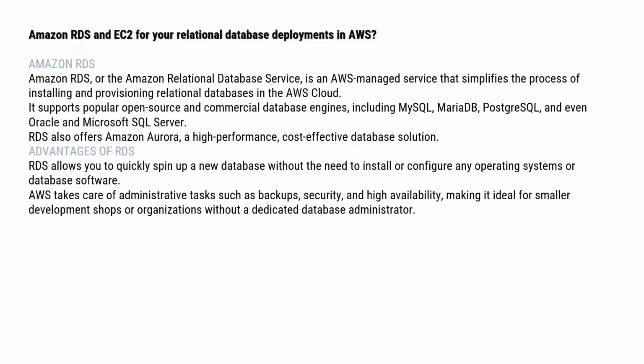So if you're trying to decide between Amazon RDS and EC2 for your relational database deployments in AWS, let's explore the benefits of each approach to help you make an informed decision. Amazon RDS, or the Amazon Relational Database Service, is an AWS managed service that simplifies the process of installing and provisioning relational databases in the AWS Cloud. It supports popular open source and commercial database engines including MySQL, MariaDB, PostgreSQL, and even Oracle and Microsoft SQL Server. RDS also offers Amazon Aurora, a high performance, cost effective database solution.